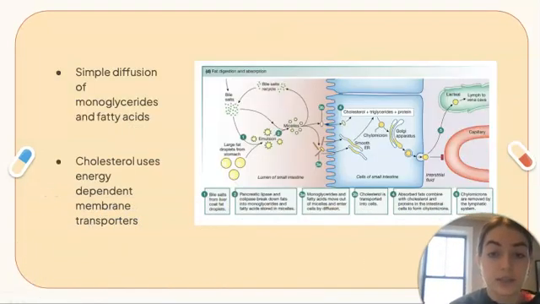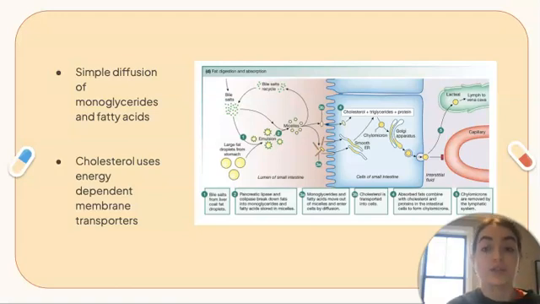This diagram represents the simple diffusion of monoglycerides and fatty acids moving out of the micelles and entering the cells via simple diffusion. Monoglycerides and fatty acids move across the enterocyte membrane using simple diffusion, meaning they do not require any specialized channels or carriers.